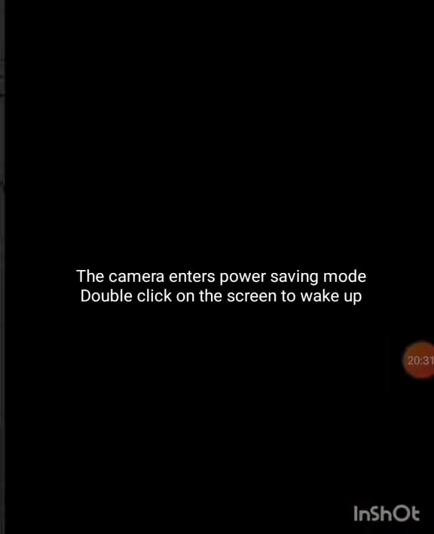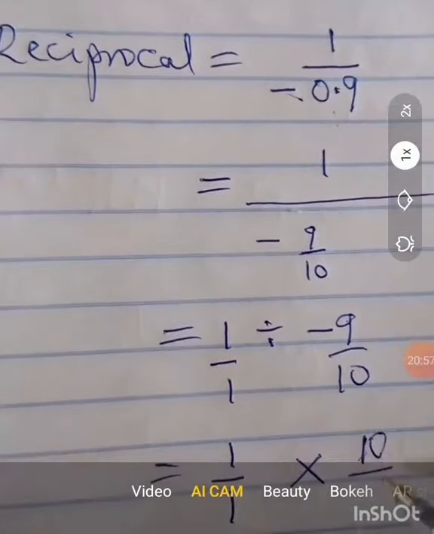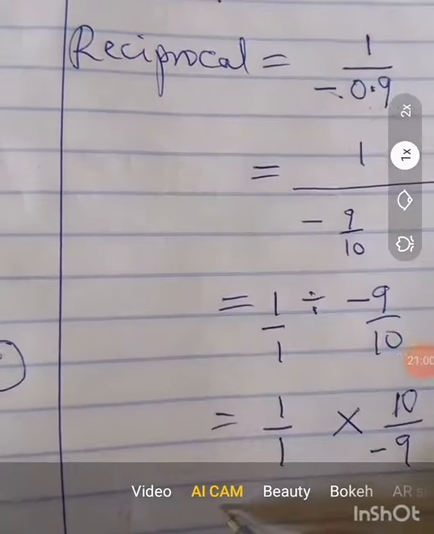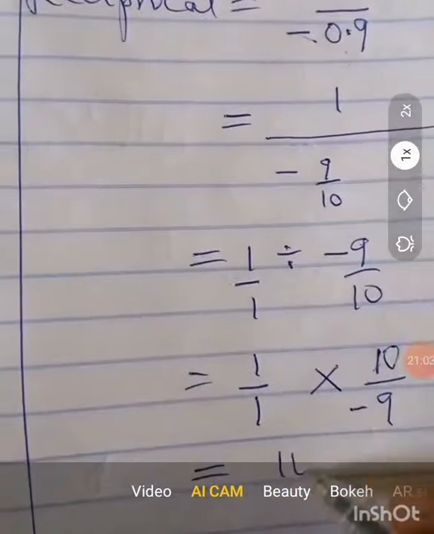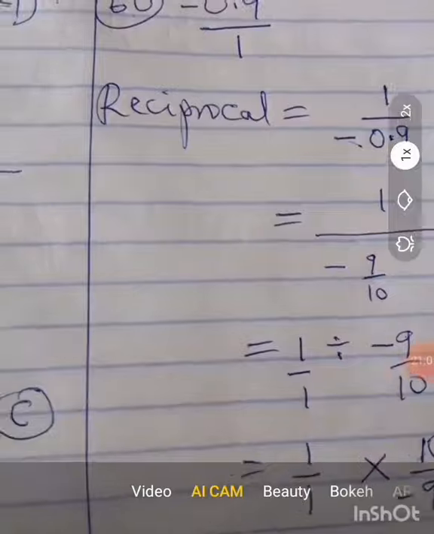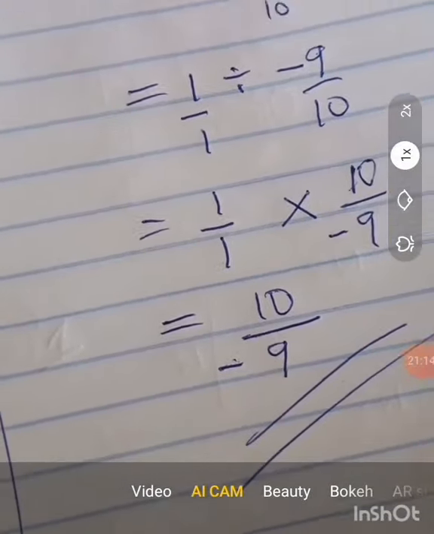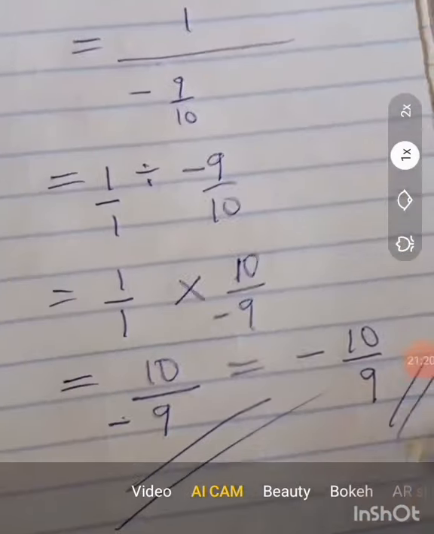So you have this to be 1 over 1 times, if you change the division sign to a multiplication sign, the numerator and denominator will invert. That means the numerator becomes the denominator, and the denominator becomes the numerator. So this will go up, this will come down. So you have 10 all over minus 9. By the time you multiply that out, 1 times 10, you have 10. 1 times minus 9, you have minus 9. So our answer is minus 10 over 9.